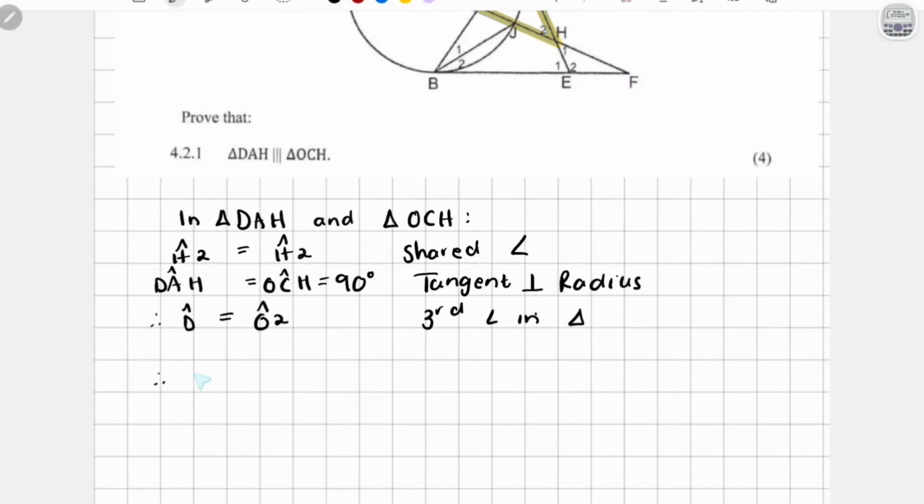And so we can conclude, therefore, triangle DAH is similar to triangle OCH. And our reason is because angle, angle, angle: three angles are equal. Okay, so that is for 4 marks. Moving on to the next question.